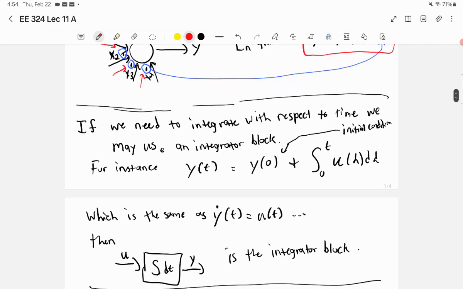Another fundamental block, and we'll actually see more blocks than just the ones I'm going to present today, but for today we'll just focus on these few fundamental blocks. We might need to integrate. Think of a first order differential equation where we want to find the solution. We want to go from, say, x dot to x, or x double dot to x dot, or something like that. We would have to integrate with respect to time, which is what we're showing here.